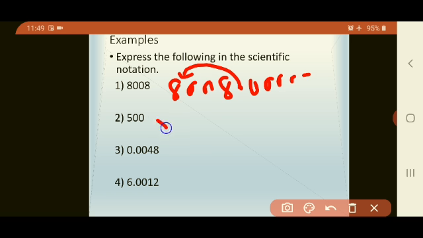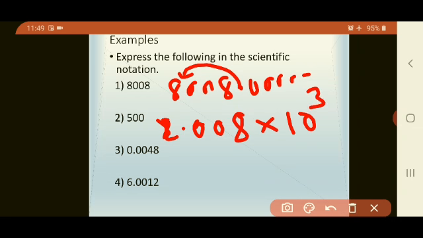Now this number can be written as 8.008 into 10 to the power. Now what should be the power? As I said, we are shifting the decimal point 1, 2, 3 places, so it should be 3. Now which sign will come? It is plus. Why plus? Because we are shifting on the left hand side. So what is the answer now? 8.008 into 10 to the power plus 3. I hope you understood the example. Yes, we'll see the next one.